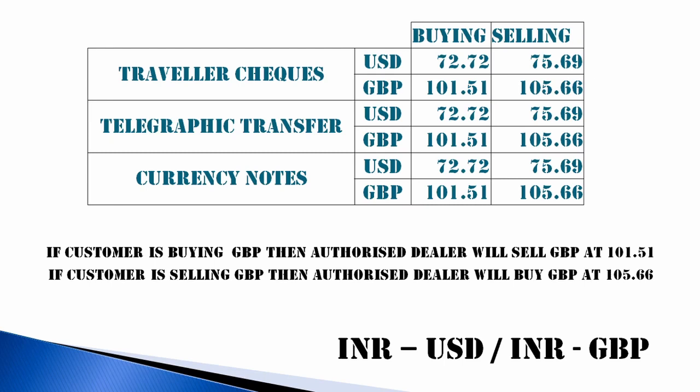I took the cash, I utilized it, and after coming back to India I want to sell. If I am selling, it will be a buy for the authorized dealer. He will buy. So when you want it, you have to pay 105 rupees, and when you want to return it to the authorized dealer, he will pay only 101 rupees. So that margin will be profit for the authorized dealers.